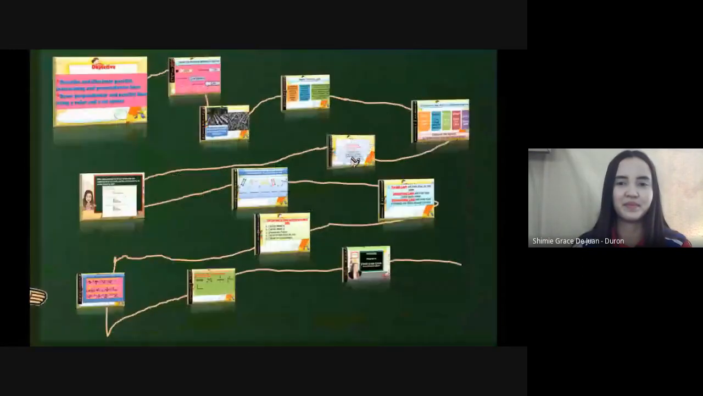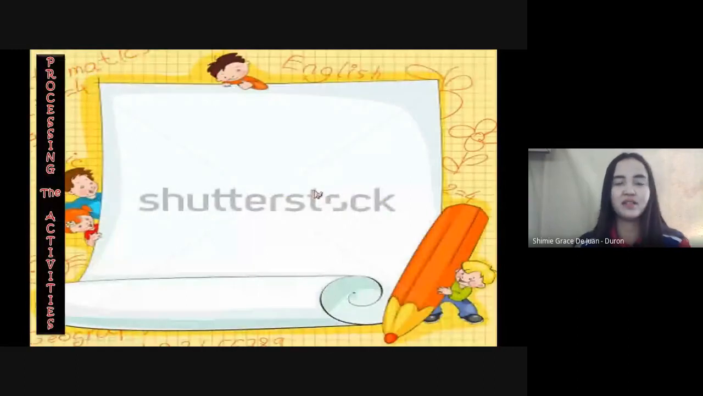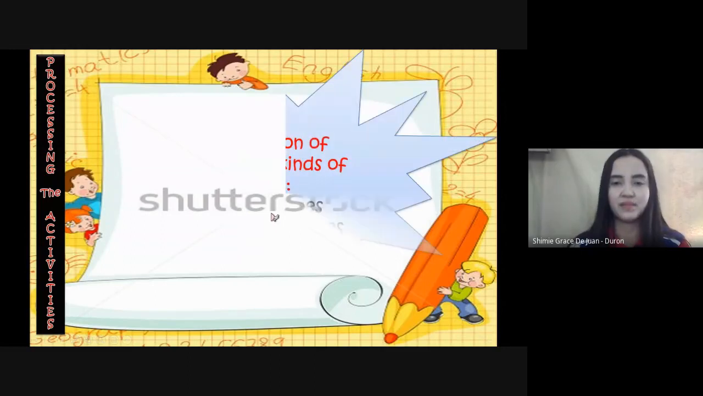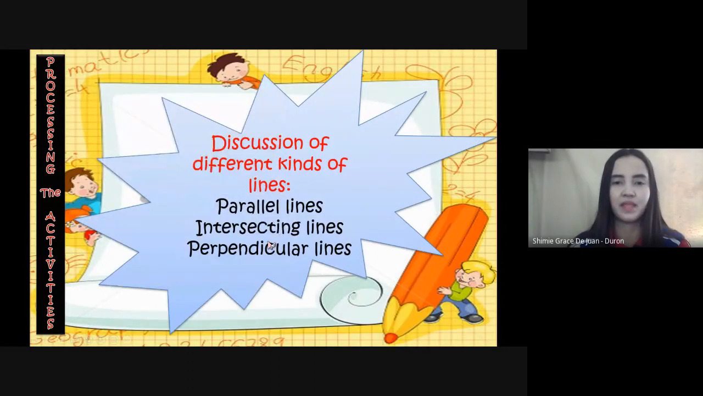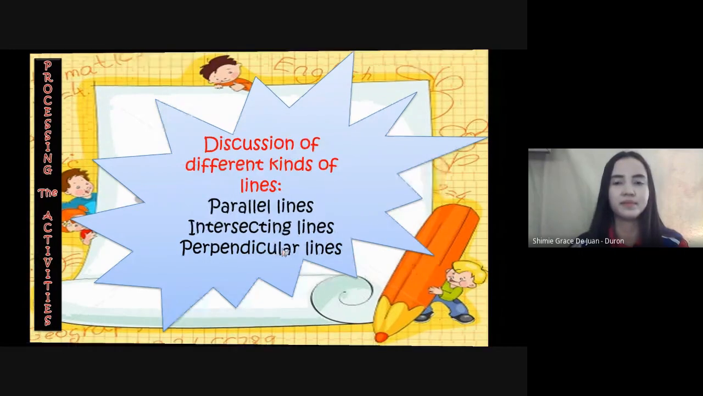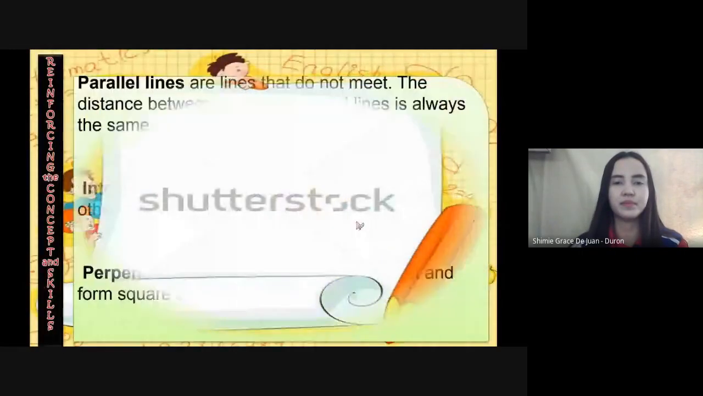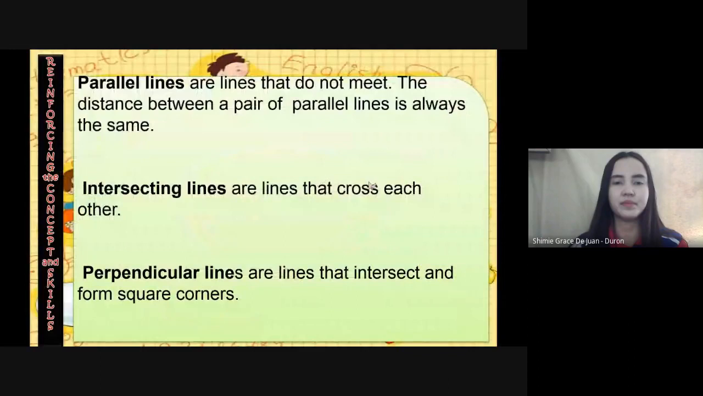Now, let's go to the discussion. Let us discuss those lines you have seen earlier. So we have different kinds of lines. We have the parallel lines, intersecting lines, and perpendicular lines. Now, let us discuss.